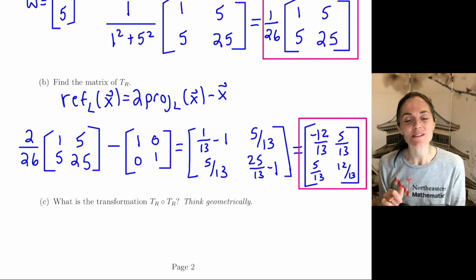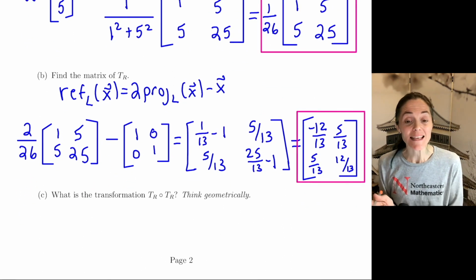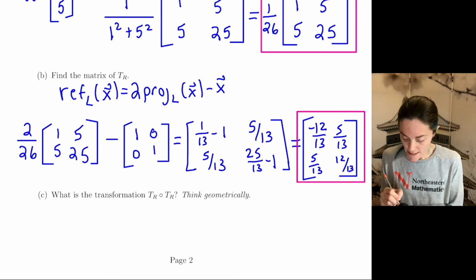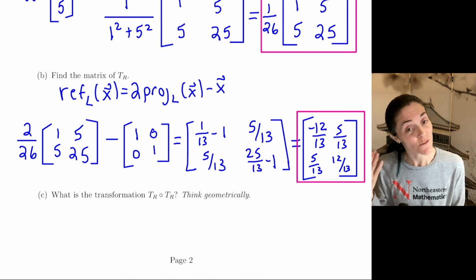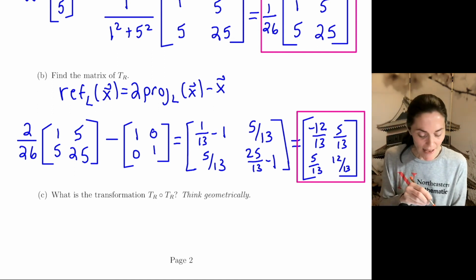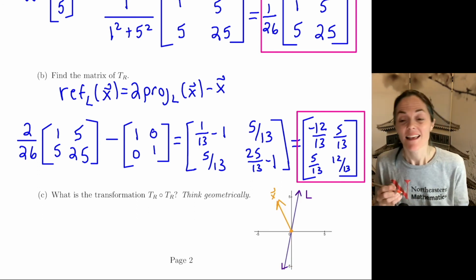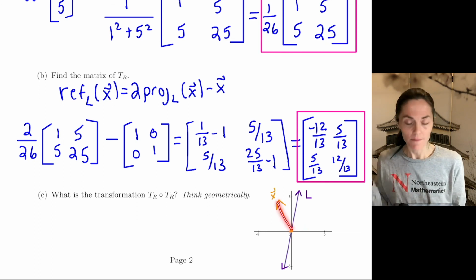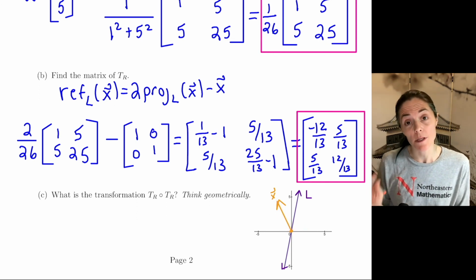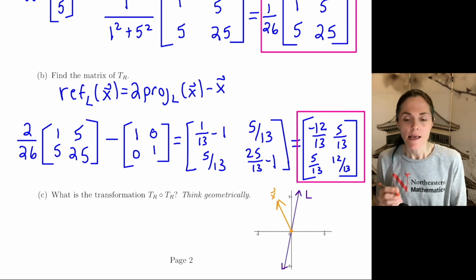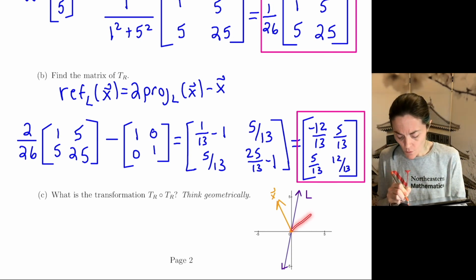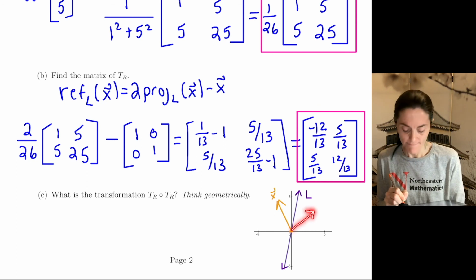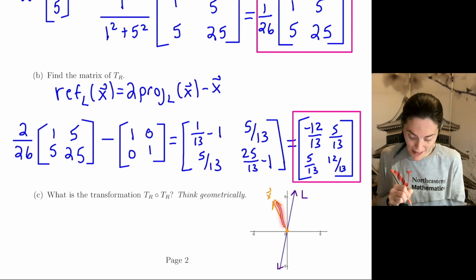Now, this is our very last one. We want to think geometrically. So it says, what is the transformation where you reflect and then you reflect again? This is function composition. So I have a picture here. In my picture, I have the line L graphed, and then I have just some vector X, and we can think about what happens when you reflect and then you reflect again. So we reflect one time, we're over here. Okay, this is the reflection. Now reflect again. Well, you see, it goes back here.